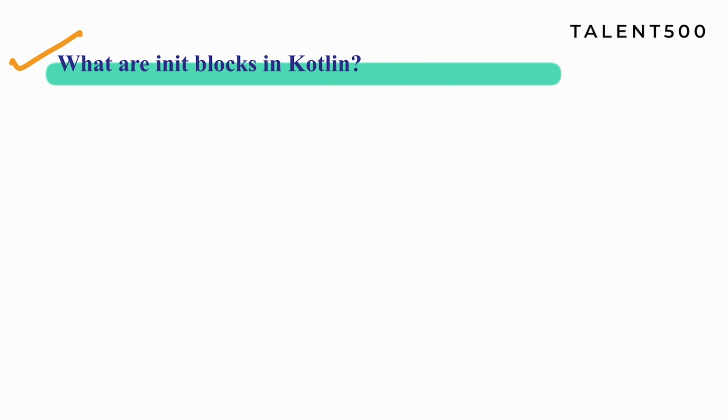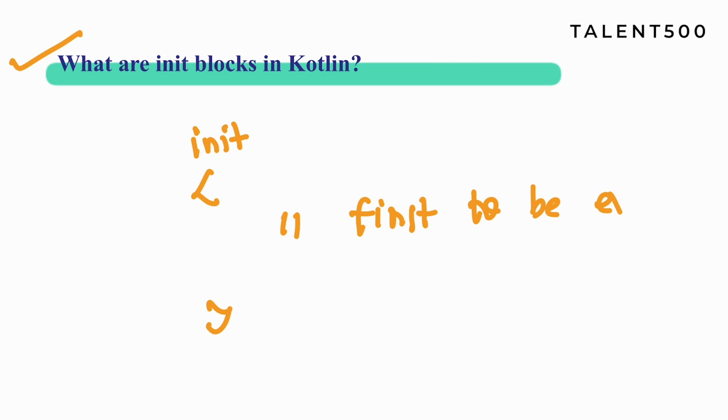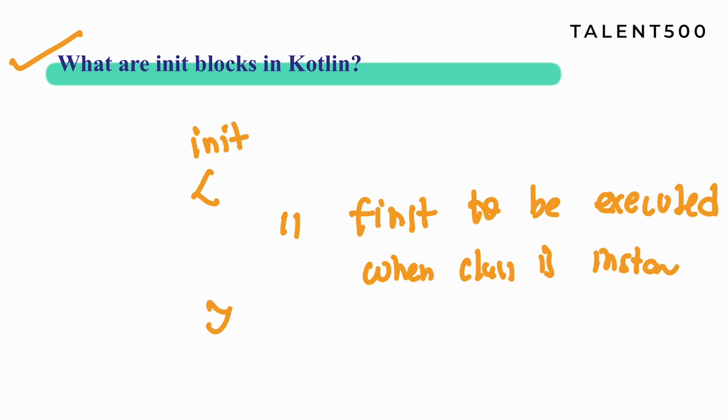Now let's move ahead to the next question. What are init blocks in Kotlin? So the code inside the init block is the first to be executed when the class is instantiated. It is first to be executed when the class is instantiated.